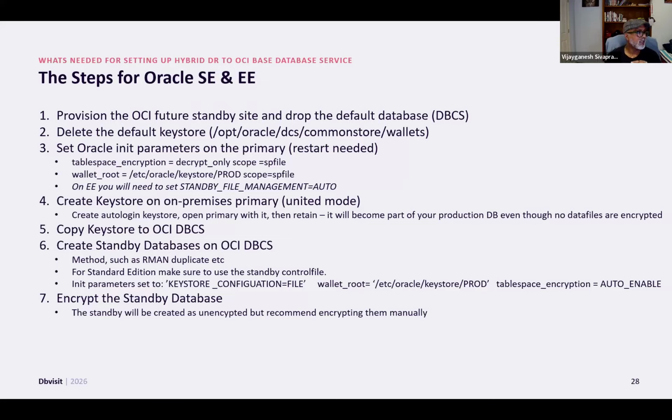One thing that you have to ensure is you have to use a standby control file, which is by default. And on your standby environment, you have to set the key configuration equal to file, and you have to set your wallet root parameter. And by default, the tablespace encryption parameter is automatically set to auto enable. As a matter of fact, you don't even have to check it. It is by default auto enable, but you can just check whether it is auto enable or not.